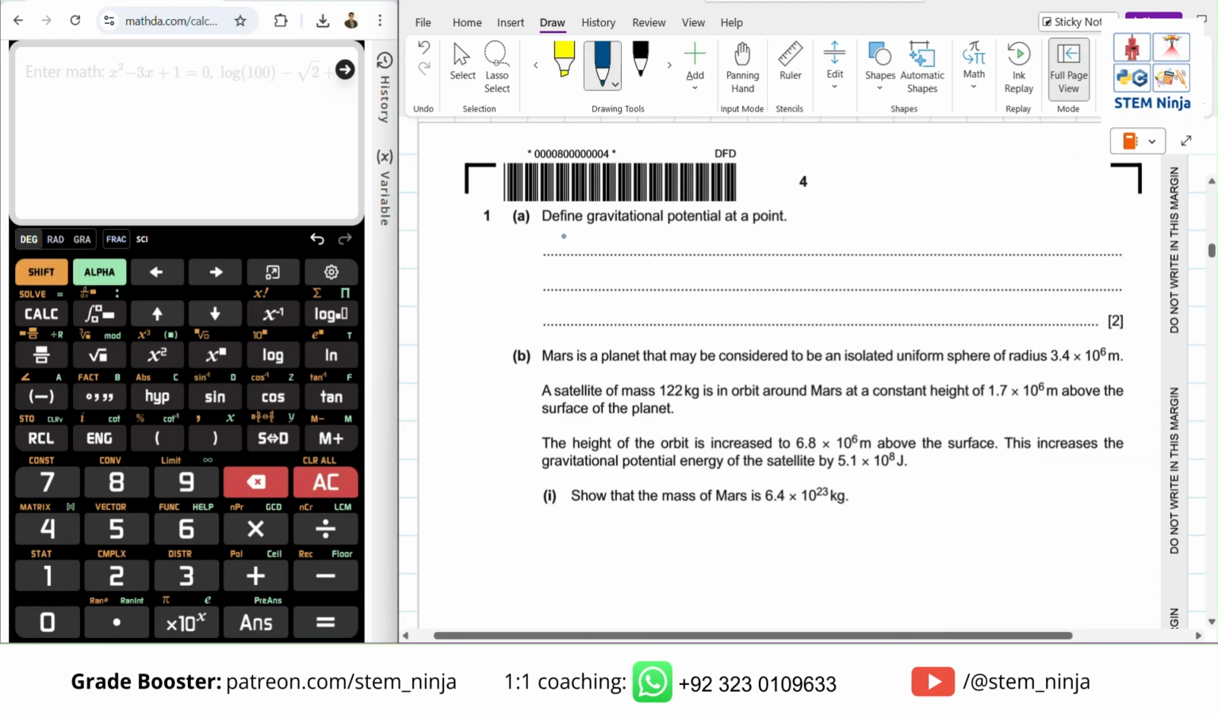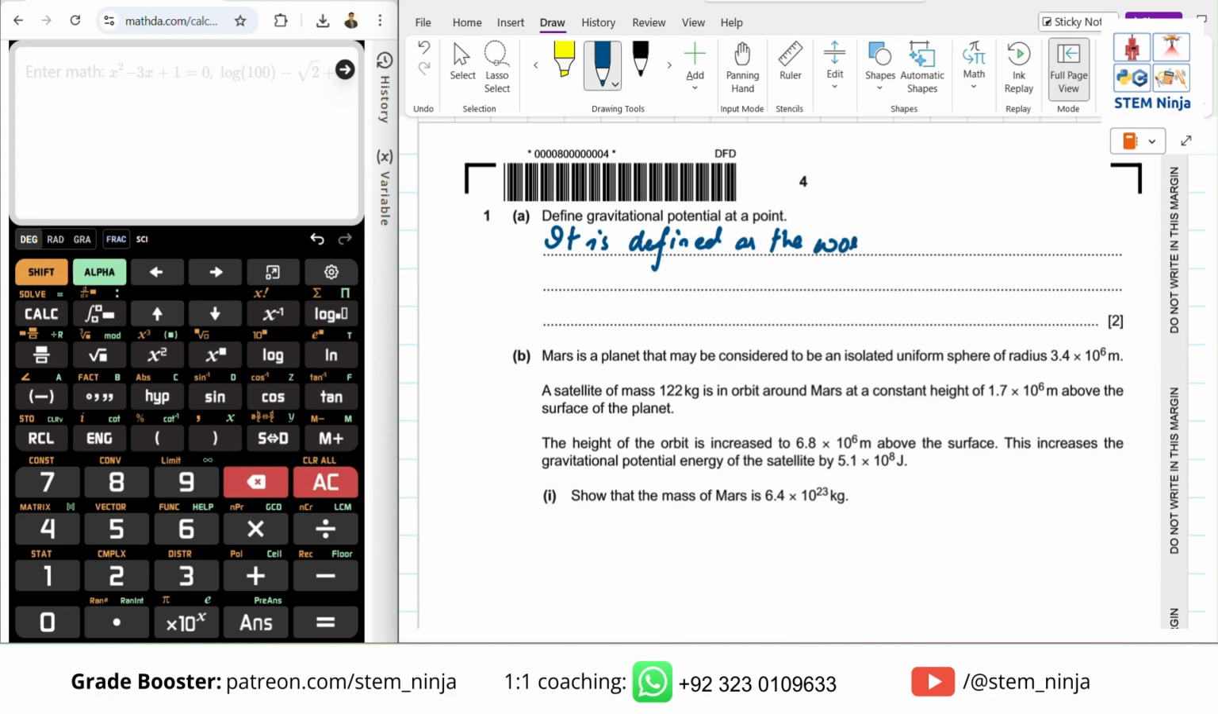So we can say it is defined as the work done per unit mass in bringing it from infinity to that point in space.